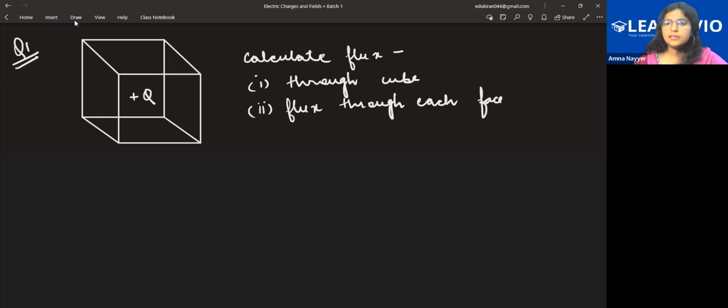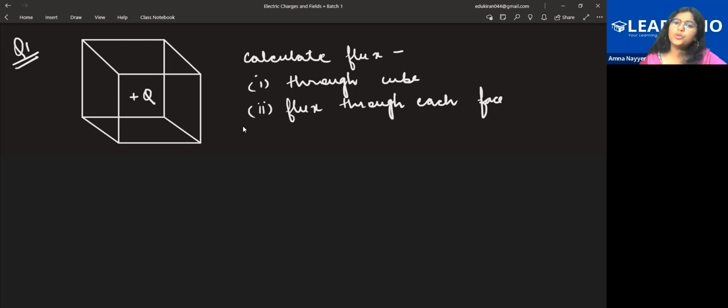Let us discuss this now. I think enough time is given. See, this says that you have a cube and you have to calculate the flux through the cube and flux through each face. See how to solve these types of questions when you have flux through the cube. What is the answer for the first part? At least the answer for the first part you should be able to give.